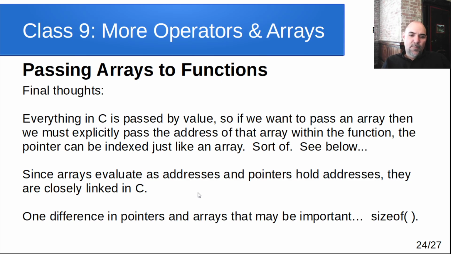And the pointer then can use the square brackets to index that just like it was an array. There's one difference that we'll see in a second. Since arrays evaluate as addresses and pointers hold addresses, they're closely linked in C, which is why we can use that square bracket operator, the index operator, on both of them.